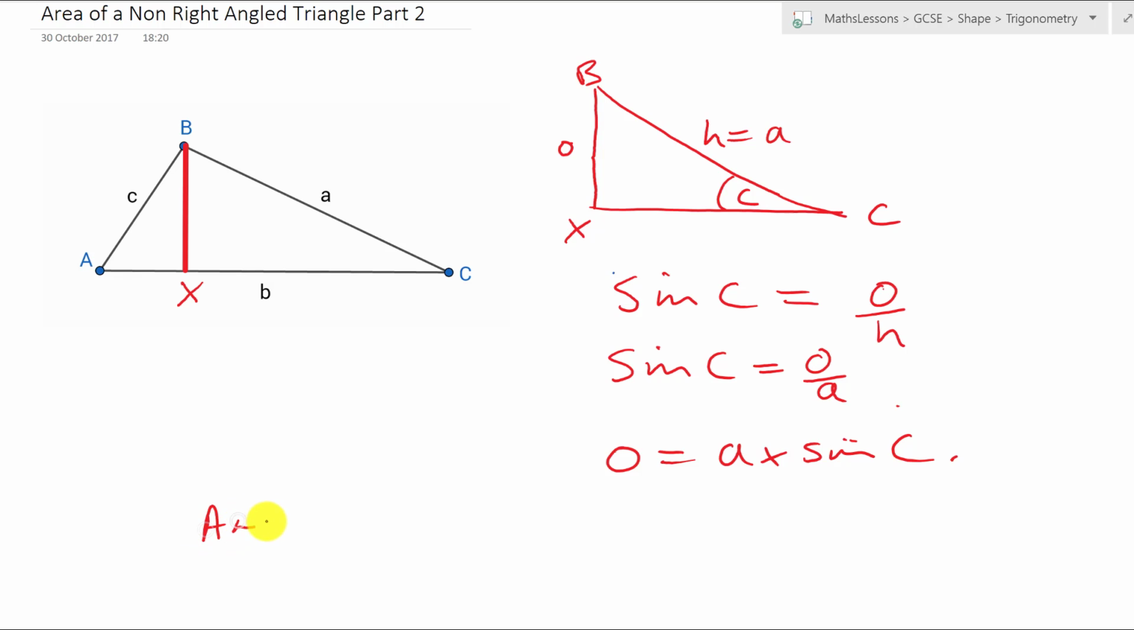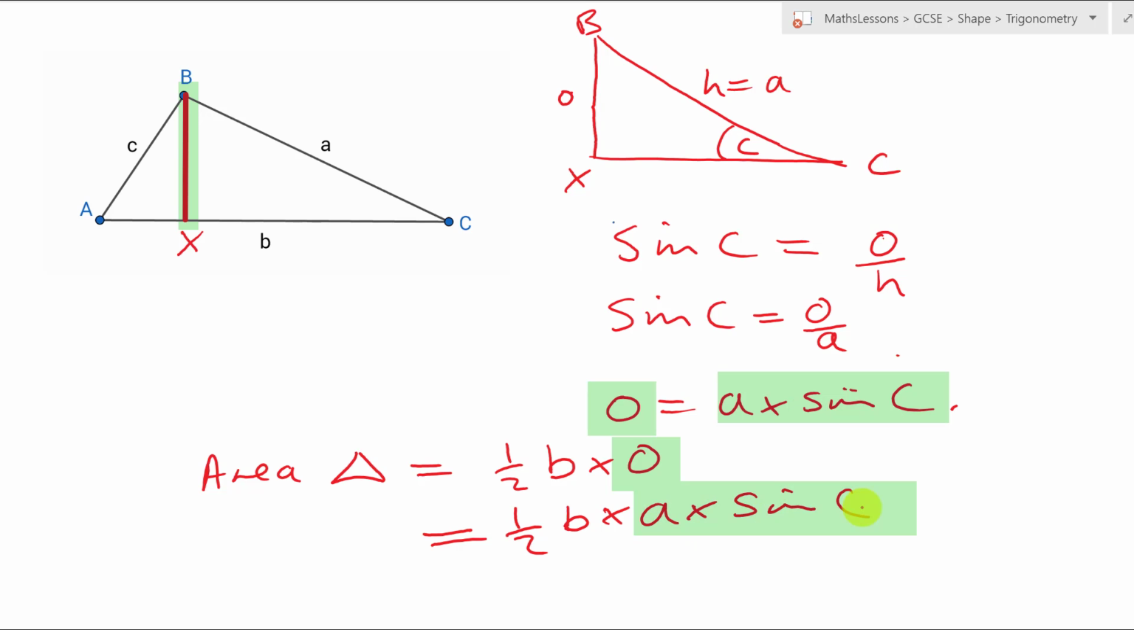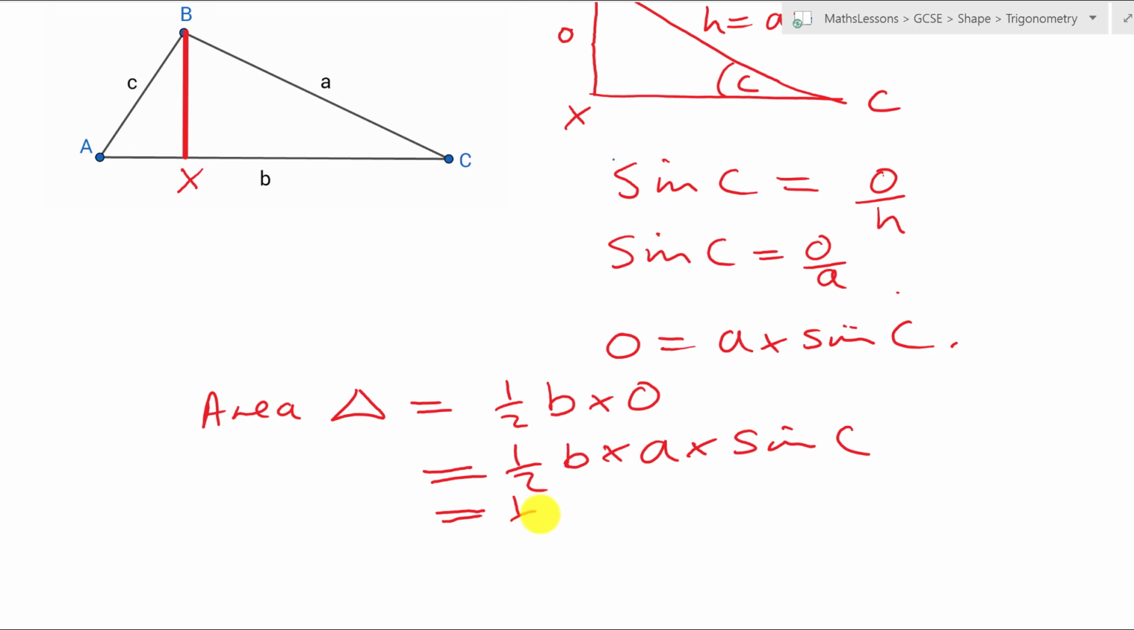So the area of the triangle is equal to a half times the base times the perpendicular height, which is O. I'm going to replace O with a sine C. Put it in here: a half times b times a times sine C. What I've done is replaced the O with a sine C, and this is our formula. I'm going to write it in a different order, as it doesn't matter what order we multiply in: a half a b sine C. It makes it easier to remember.